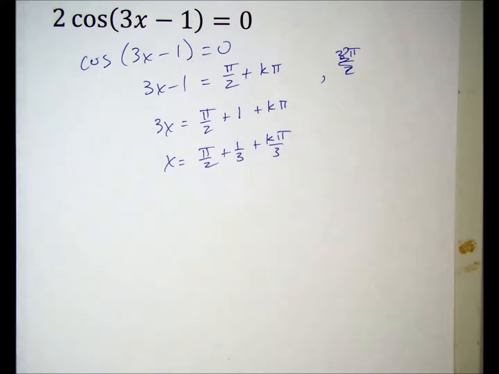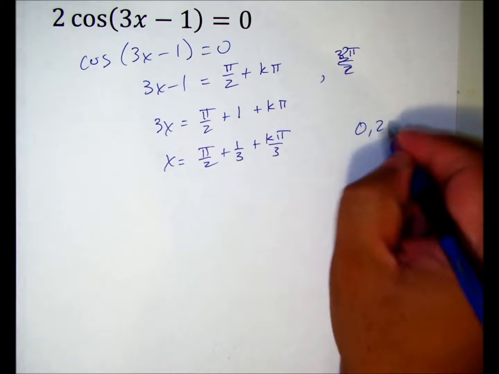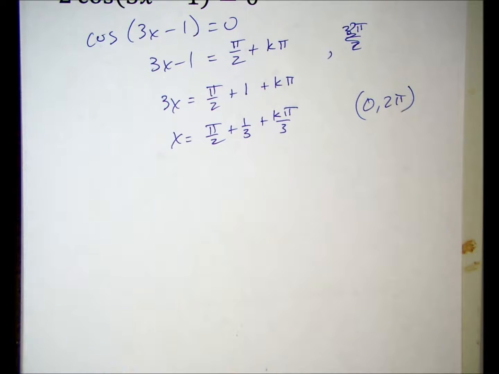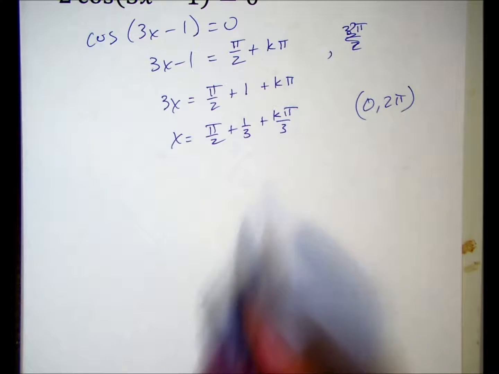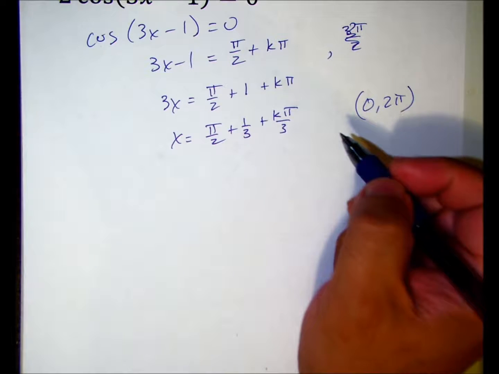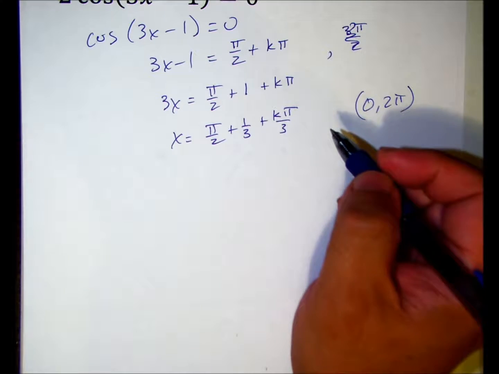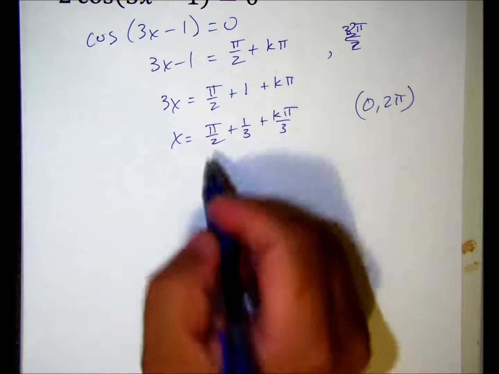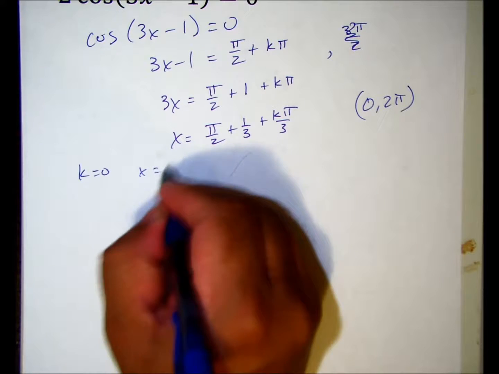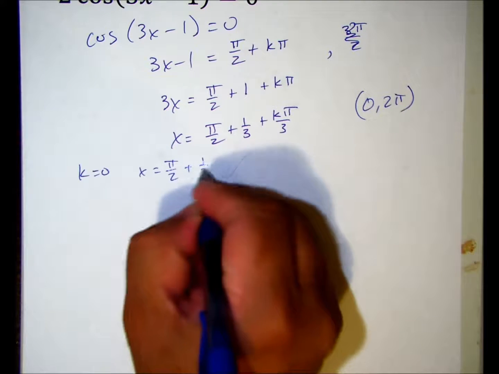Ugh. Remember, we want to be in the range from 0 to 2 pi. So we're going to go through enough values of k to get all the answers in that range from 0 to 2 pi. If you heard me say this is going to get ugly, well, this is what I meant. Alright, so let's go ahead and start. K equals 0. That's going to give me x equals pi over 2 plus 1/3.